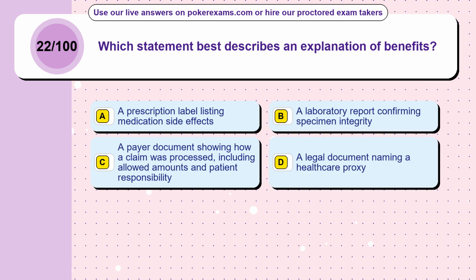Question 22. Which statement best describes an explanation of benefits? Option A, a prescription label listing medication side effects. Option B, a laboratory report confirming specimen integrity. Option C, a payer document showing how a claim was processed, including allowed amounts and patient responsibility. Option D, a legal document naming a healthcare proxy.